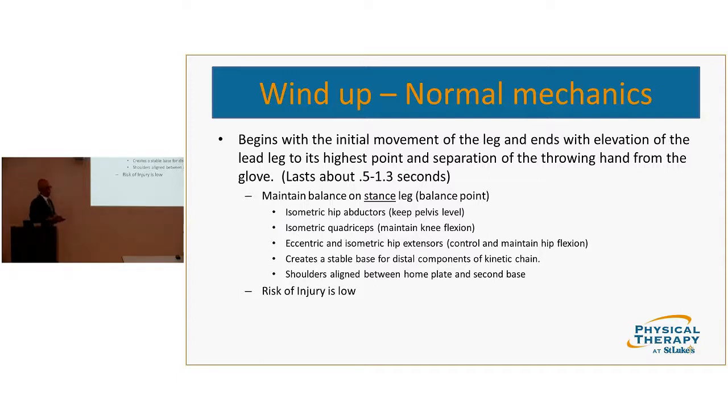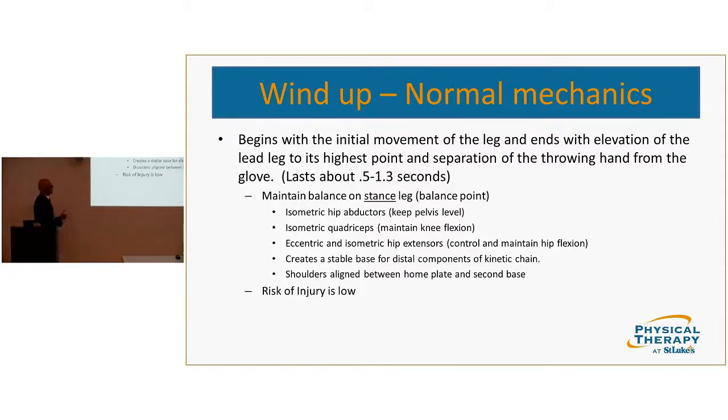Okay, so that's pretty fast, right? You have to maintain the balance in the stance leg. These are the particular muscles that help you do that. Isometric hip abductors, we all know that on that stance leg. Isometric quadriceps to maintain knee flexion. So their knee's going to be slightly bent. It's not going to be locked in extension. Eccentric and isometric hip extensors to control and maintain hip flexion over here, not here, right? You create a stable base for distal components of the kinetic chain. I will say that a million times if I don't say it once, okay?